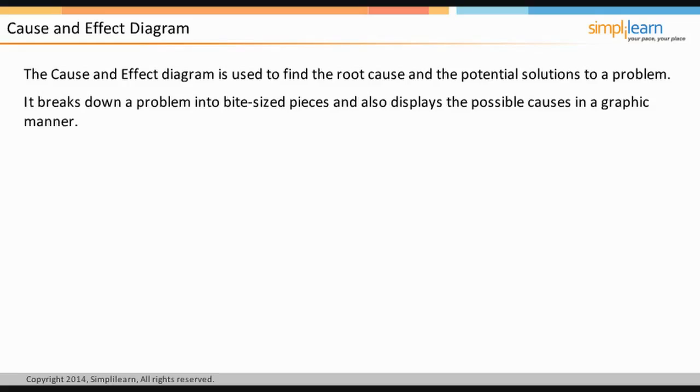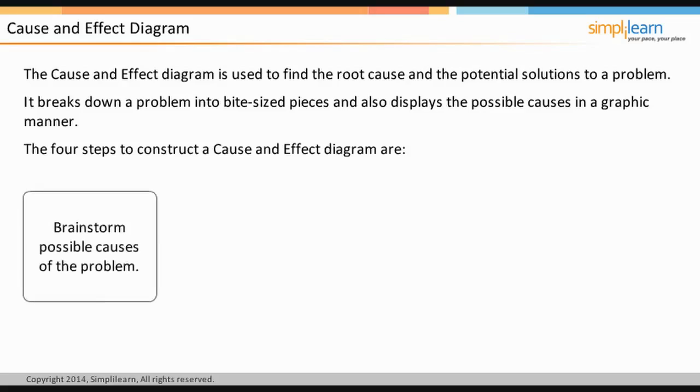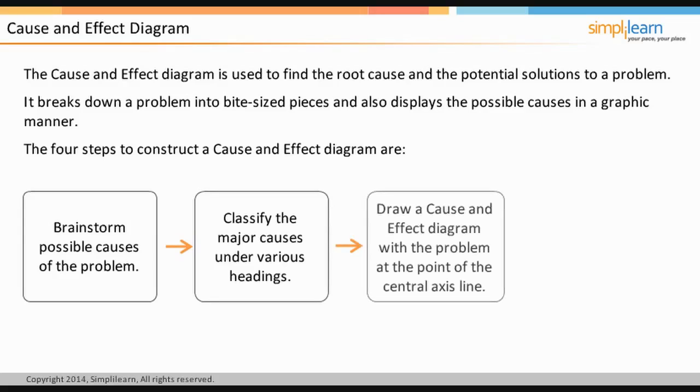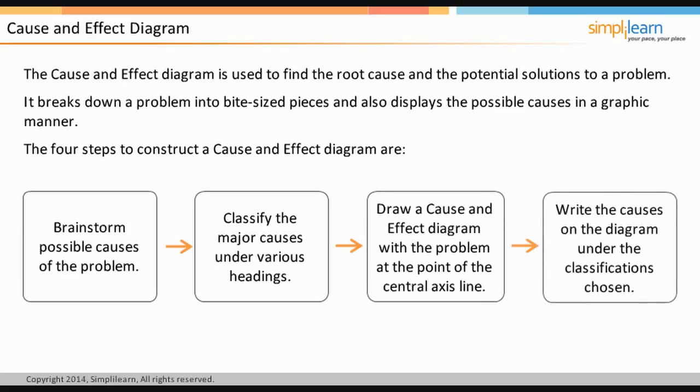It is commonly used to examine effects or problems to find out the possible causes and to indicate the possible areas to collect data. The steps involved in the cause and effect diagram are: all the possible causes of the problem or effect selected for analysis are brainstormed. The major causes are classified under the headings of materials, methods, machinery, and manpower. The cause and effect diagram is drawn, with the problem at the point of the central axis line, and the causes on the diagram are written under the classifications chosen. The next screen illustrates the cause and effect diagram with the help of an example.